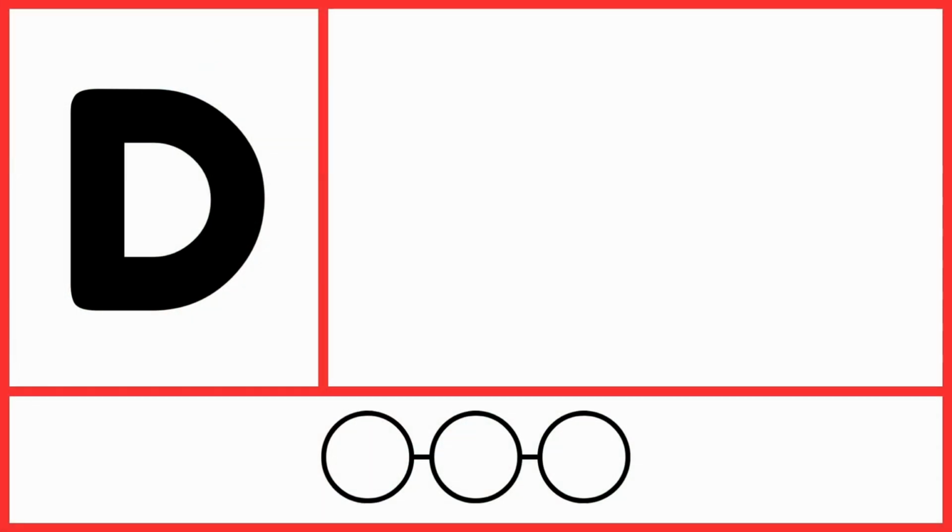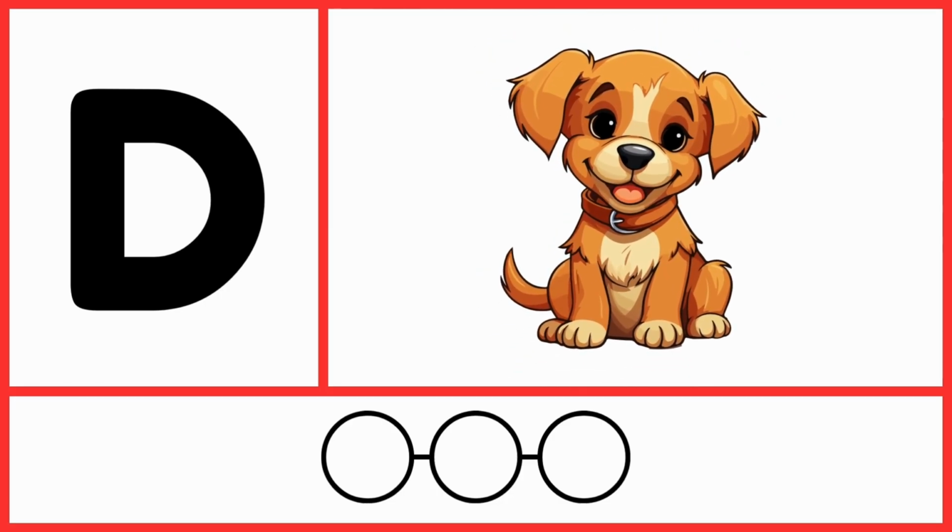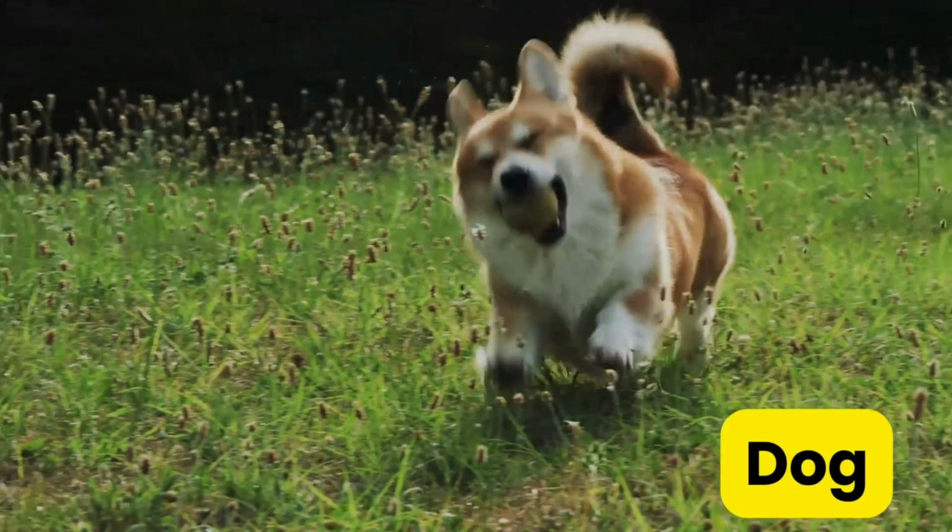D. D is for dog. Let's spell it. D, O, G. D is for dog. Dog.